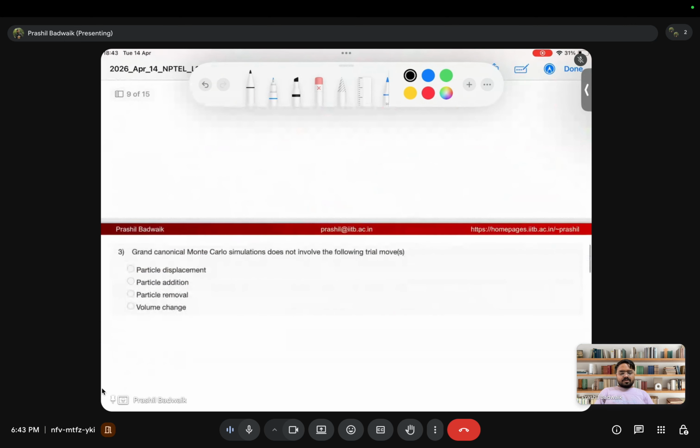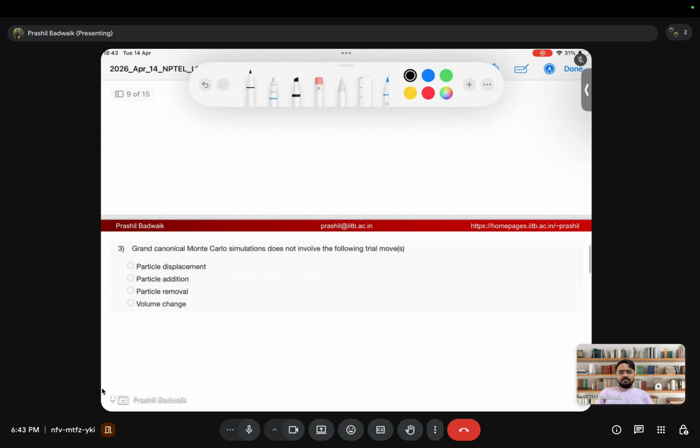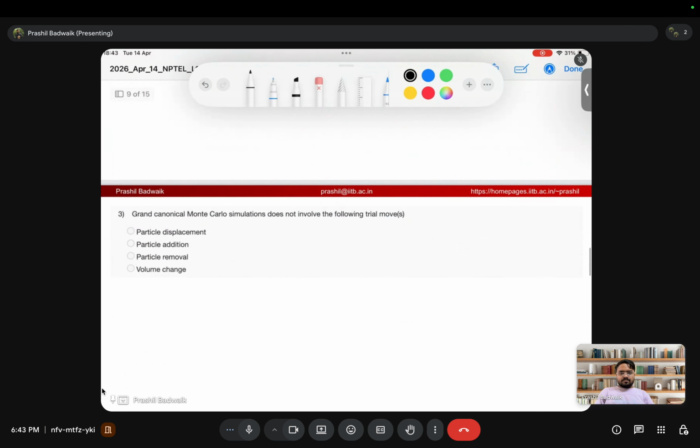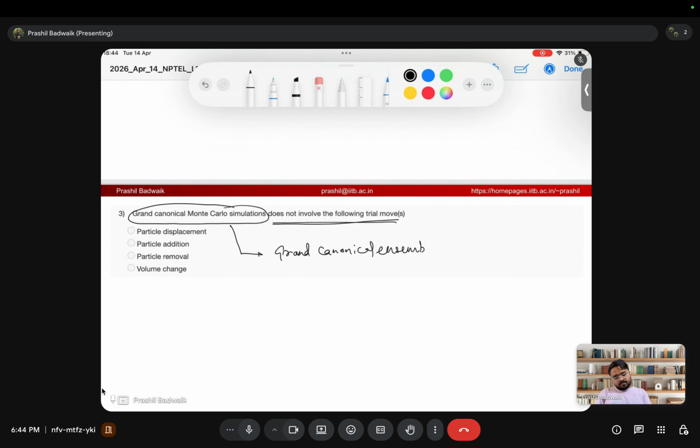Then there is question number 3, which is on your screen. Grand Canonical Monte Carlo simulations do not involve which move? What is Grand Canonical Monte Carlo simulation? First of all, we need to understand what is Grand Canonical ensemble. Right, ensemble. So this is what is mu VT, we studied, right?